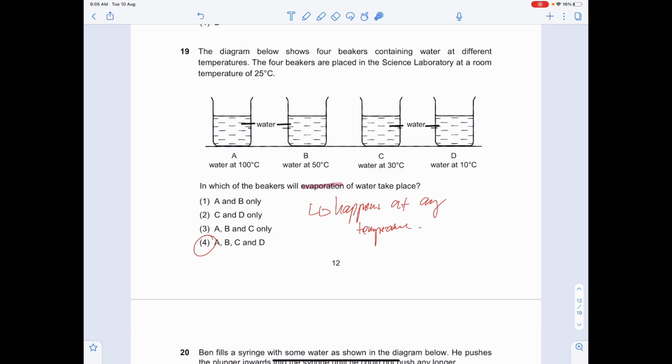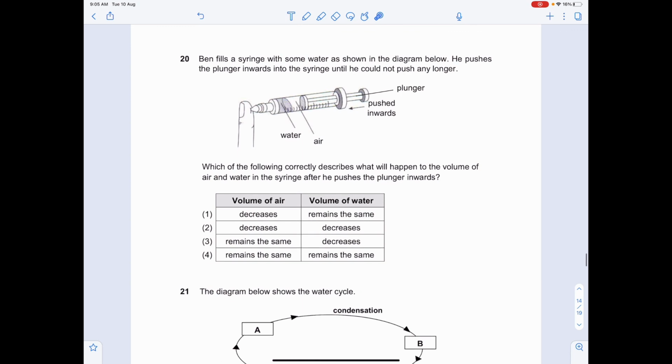All right, question 20. Ben fills a syringe with some water as shown in the diagram below. He pushes the plunger inwards until he could not push any further. Which of the following correctly describes what will happen to the volume of air and water in the syringe after he pushes the plunger inwards? Now, this is a very, very common question. Right off the top, they're trying to test you on the property of various states of matter.